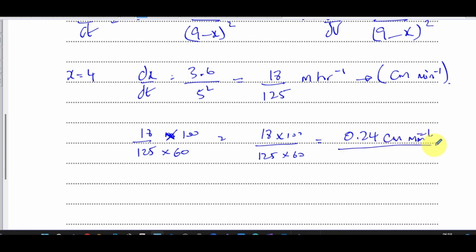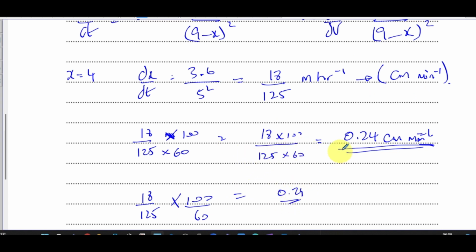There's the answer. We could also think about it as you take 18 over 125, and you want to convert from meters per hour to centimeters per minute. So the part that doesn't say per, meters to centimeters, you multiply by 100, that's fine. And then the one that comes after the word per, hours to minutes, well, we normally multiply from hours to minutes by 60. But because it's after per, we divide by 60 instead. Of course, it gives you the same answer, 0.24. So whichever way you want to think about it, that's fine.